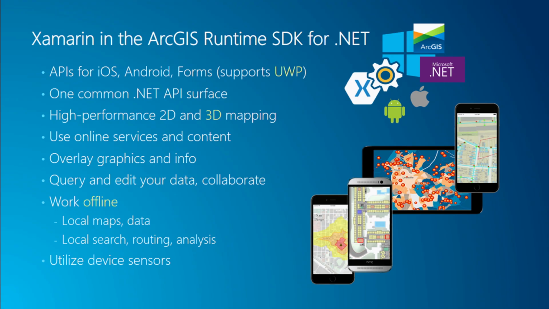And then the rest, you essentially just get for free because this is a runtime SDK. So all the high performance mapping stuff that's a result of the C++ core being able to take full advantage of the device's hardware. Consuming all the services and content that come with the ArcGIS platform, being able to work offline. And of course, since we're building native apps and Xamarin bubbles up the native platform APIs, being able to take full advantage of the array of device sensors.